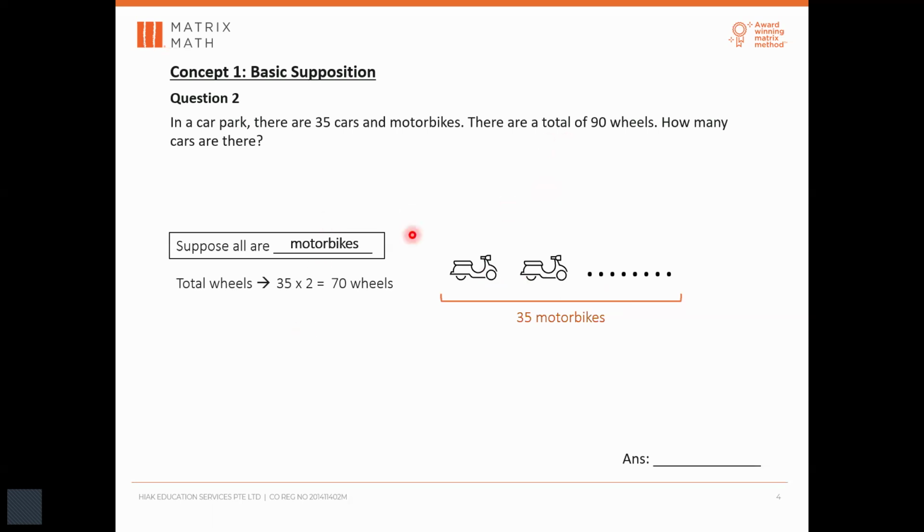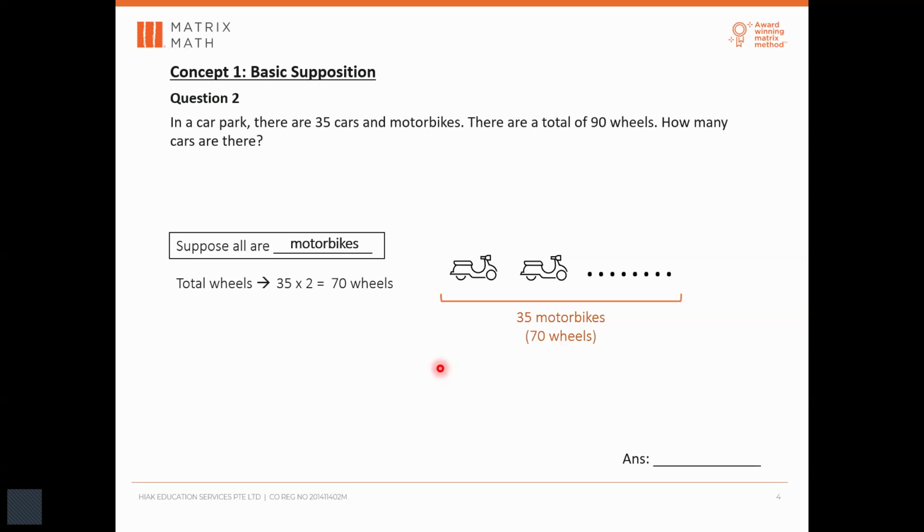So again, can I take 90 times 2? Cannot take 90 times 2. 90 is the wheels. We cannot say one wheel has 2 wheels, right? Doesn't make sense. One vehicle has 2 wheels. So 35 times 2. I have 70 wheels if I start off with all motorbikes.